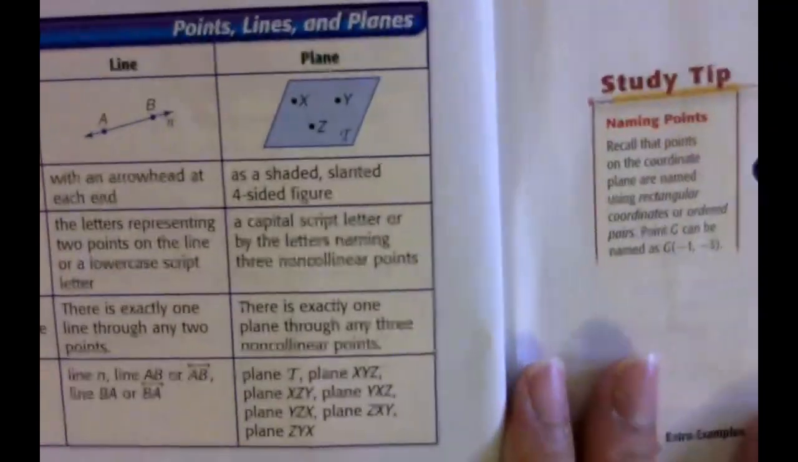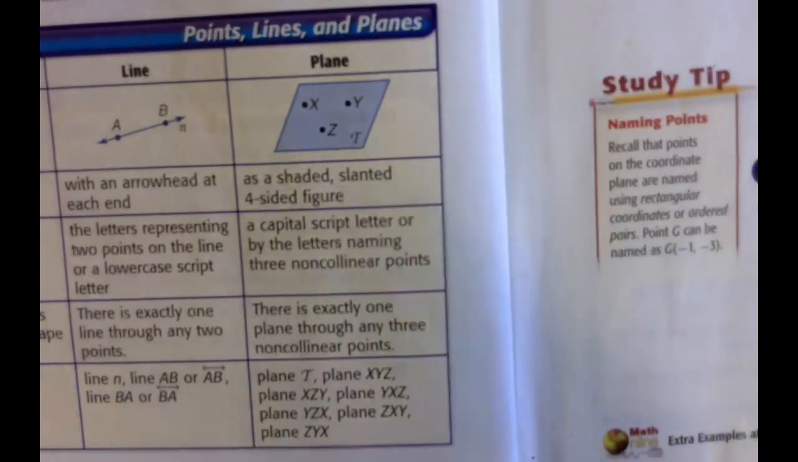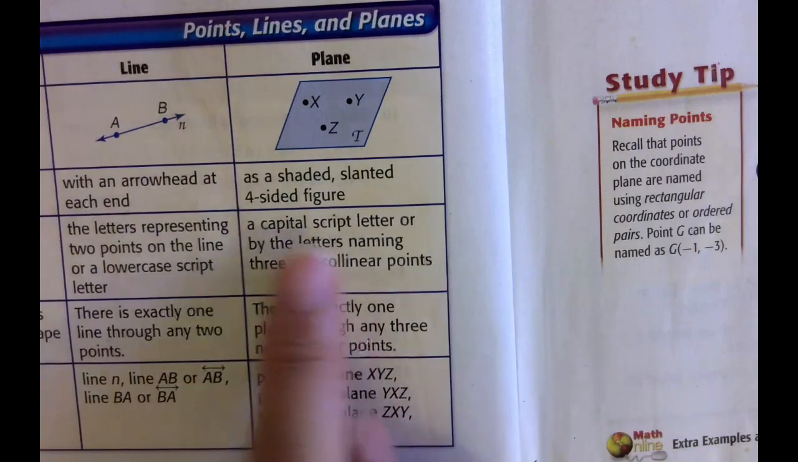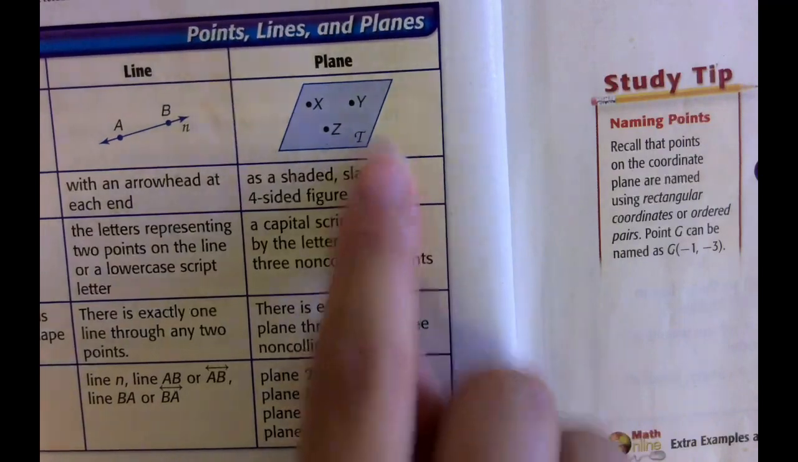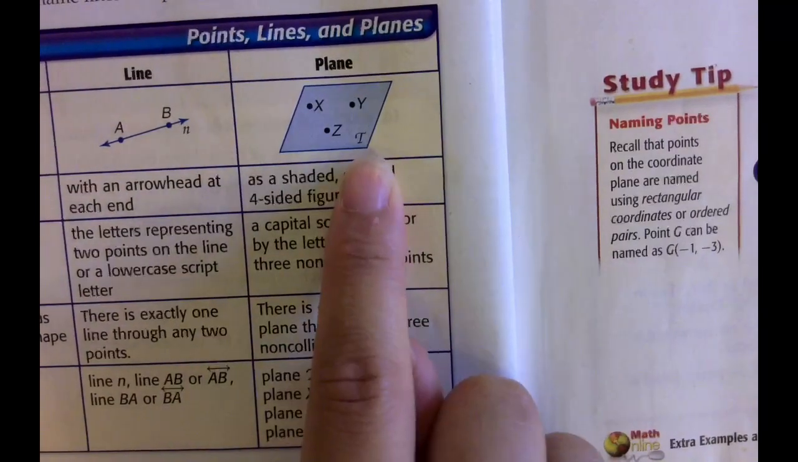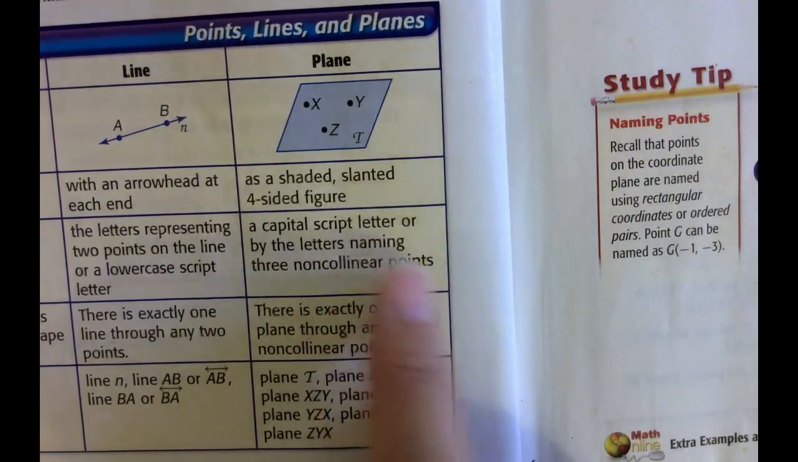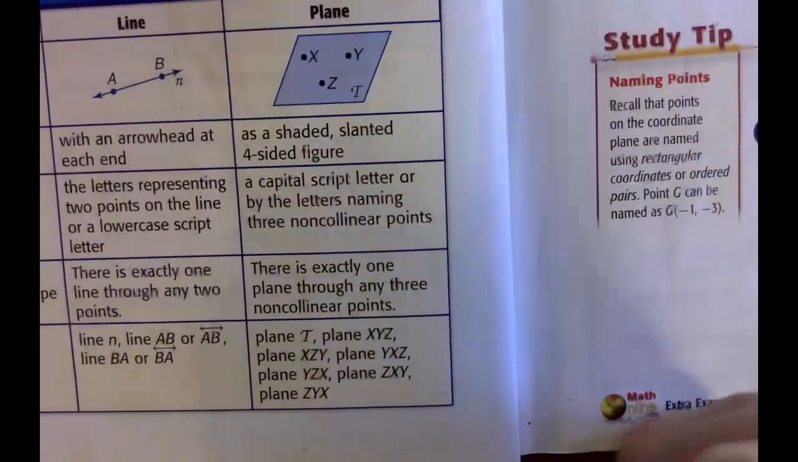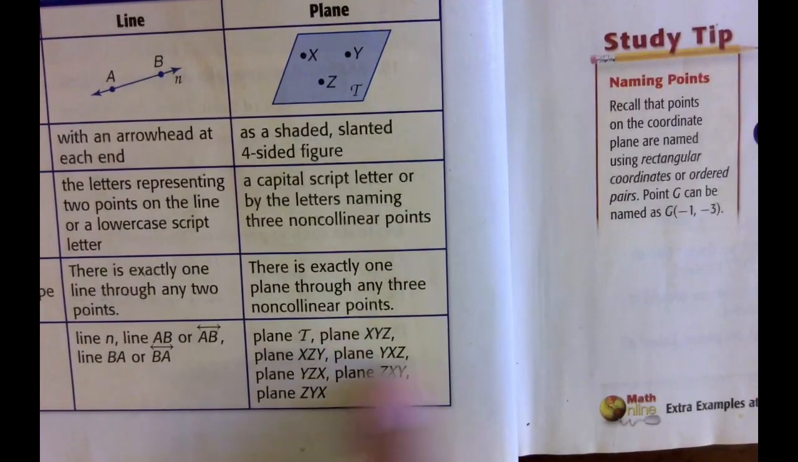The last one here is a plane. We draw it as a slanted four-sided figure to make it look a little bit more 3D. Think of it as a sheet of paper. A sheet of paper is an example of a plane. We name it either by a capital script or cursive letter, so in this example, this would be called plane T. Note the cursive T. Or we name it by three non-collinear points, so 3 points that are on the plane but aren't on the same line with each other. The order doesn't matter, which is why you can see here X, Y, Z, X, Z, Y, Y, X, Z, etc.